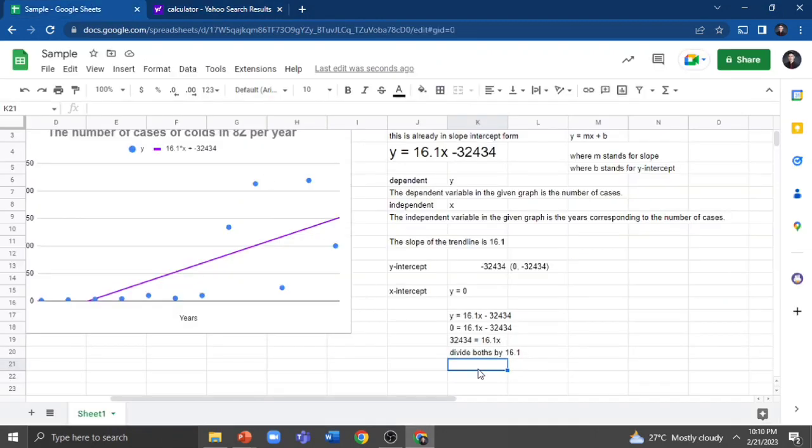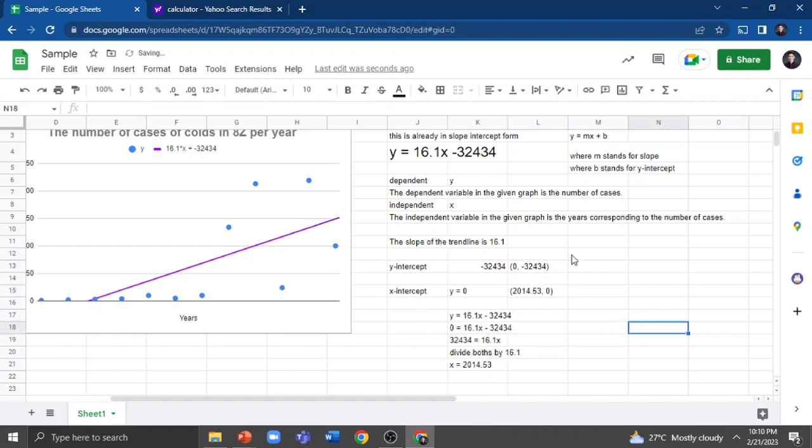Therefore, your x-intercept can be found at (2014.53, 0). And that's it. Now we have the slope, the x and y intercepts. The only thing that we have to take note of here is, what can we say about the slope? The slope is positive. As simple as that.